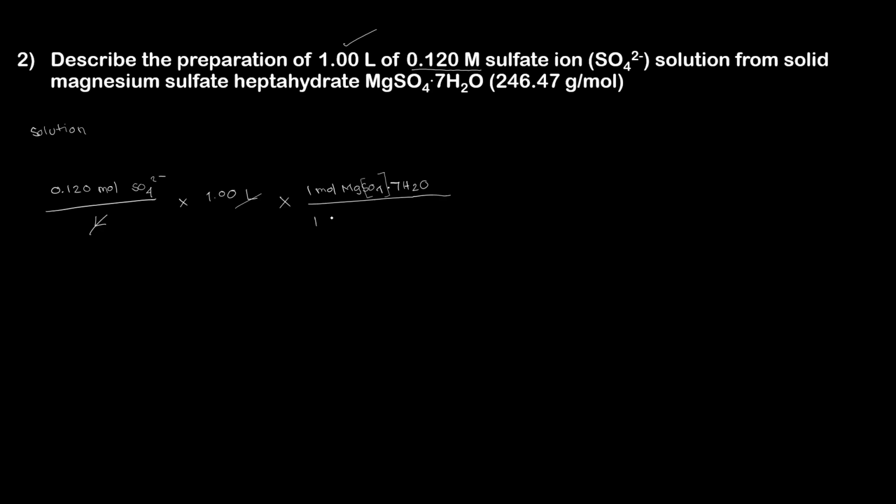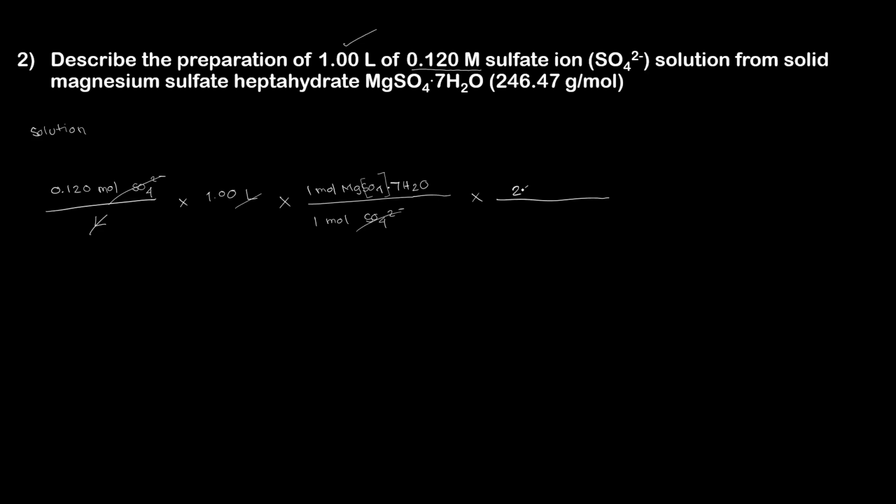1 mole of SO₄²⁻. There is 1 mole of sulfate ion and 1 mole of magnesium sulfate heptahydrate because there's only 1 sulfate here. Simply focusing here, you can cancel the mole sulfate, and we are left with 1 mole of magnesium sulfate heptahydrate. Then let's use the molar mass to obtain the gram unit.